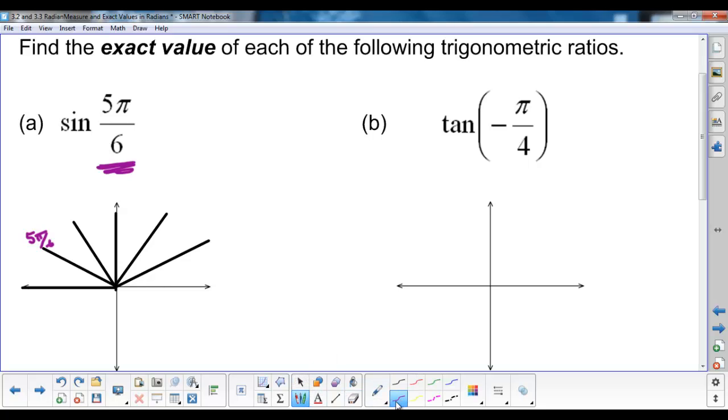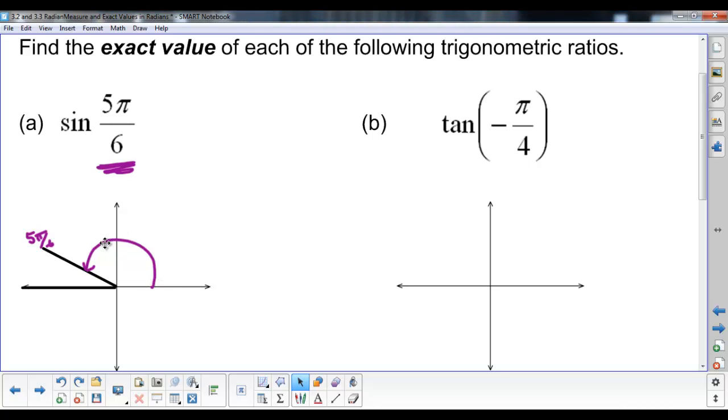the question says find the exact value of this trig ratio. So the angle we were given here is 5 pi by 6. So I know that I'm going to start here, and I'm going to end up somewhere in the second quadrant, 5 pi by 6 radians away. Now, just like yesterday's example, I'm just going to get rid of all these extra lines here. Just like in yesterday's example, we found where the terminal arm was, in which quadrant it was, and we ended up dropping the perpendicular towards the x-axis, and then we needed to find this related acute angle.